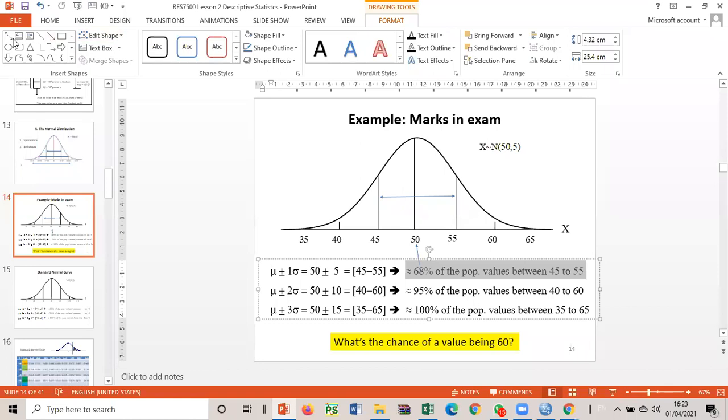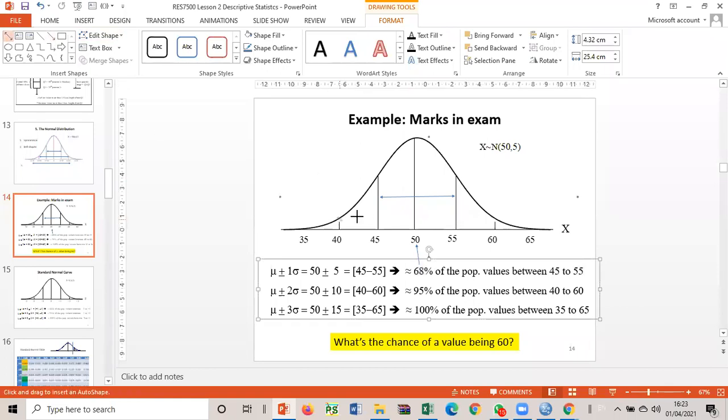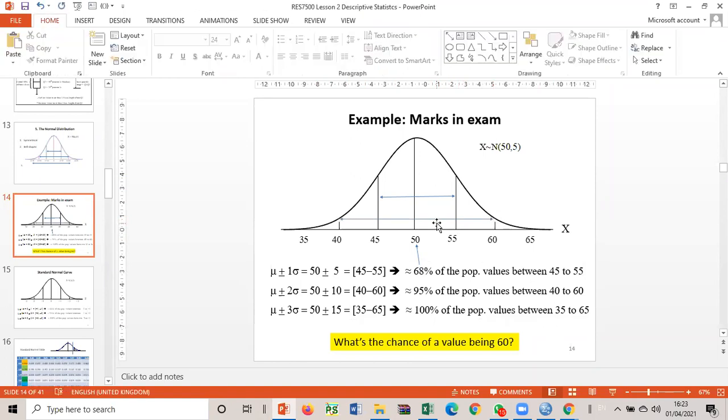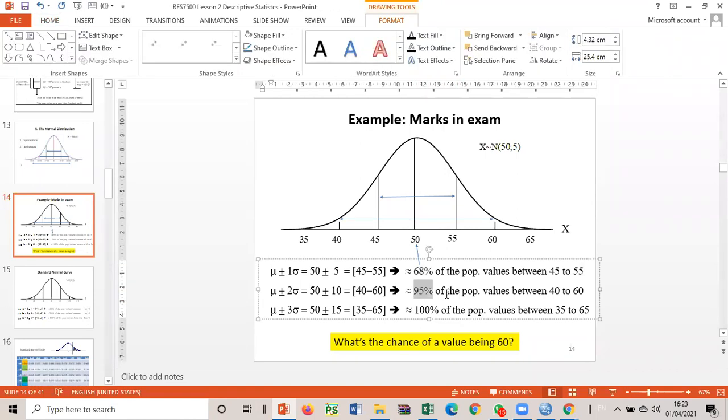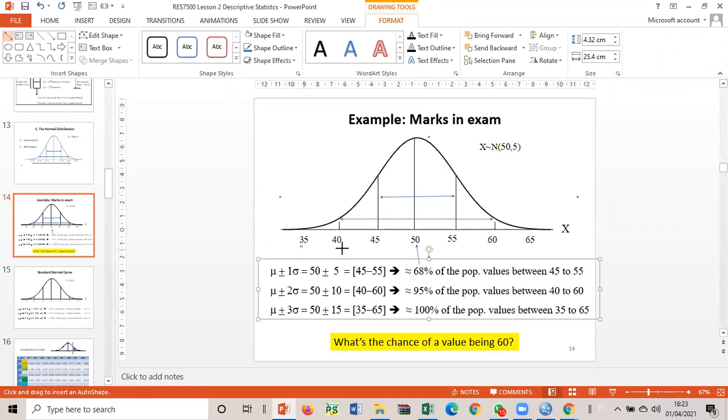So we go 2 standard deviations, between 40 and 60. So what does it mean? 95% of the students' marks will be between 40 and 60. Plus or minus 3 standard deviations. So what does it mean here?